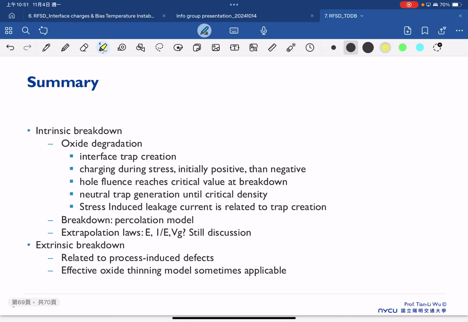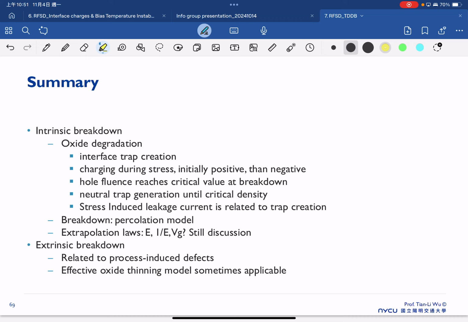Okay, so this is a summary that you can check out for your own reference. And of course, lots of the concepts here are still under debate, especially related to the extrapolation law and acceleration model. There are still lots of people nowadays using different ways to do the modeling. But anyhow, this is a good starting point to have a general overview of the status of the TDDB.